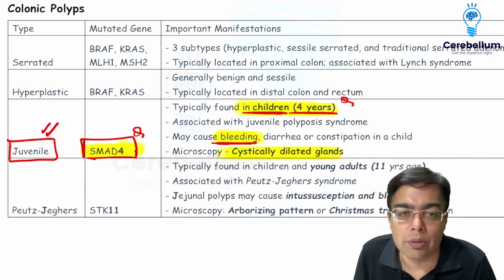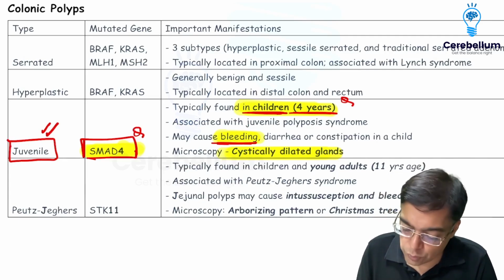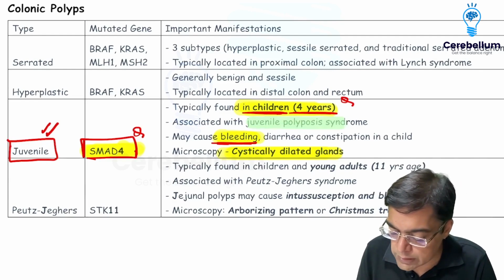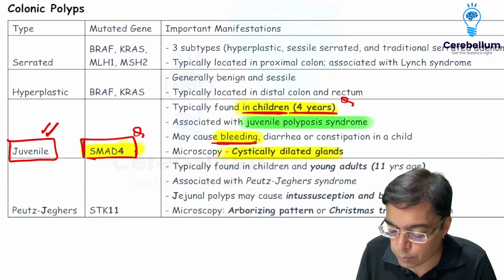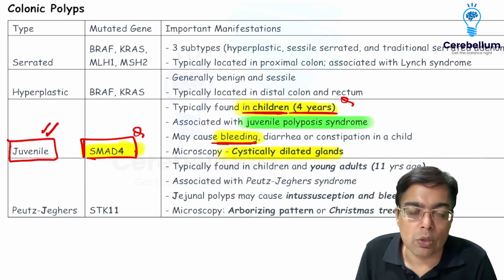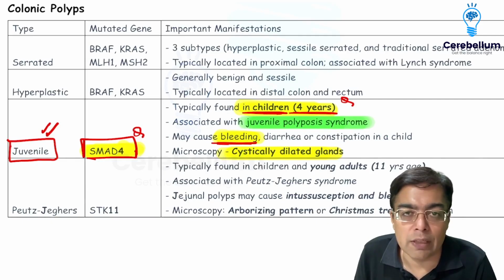In case multiple polyps are present in an individual, that is associated with a high risk of development of a bowel cancer as well. The condition is given the name of juvenile polyposis syndrome. So lots and lots of mucin-filled glands in the lamina propria in a patient who had a rectal bleed is suggestive of juvenile polyp.